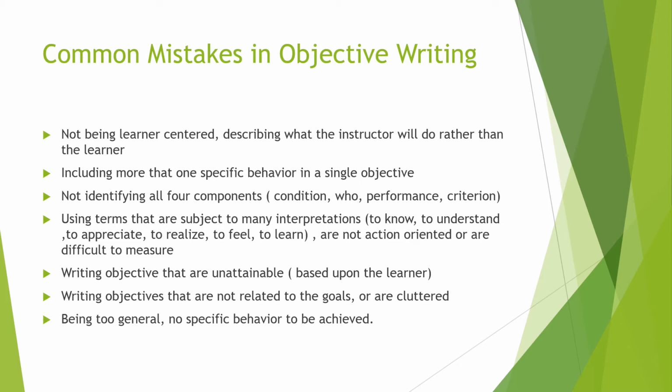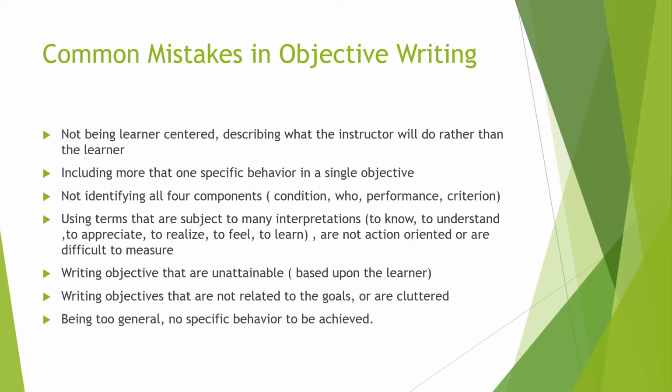You can't include more than one specific behavior in a single objective. So sometimes we'll say the patient will understand finger sticks and dietary restrictions related to diabetes. Two things. You cannot measure two things in one objective. So again, you have to specify it. If you wanted them to understand both of those conditions, you would break that into two objectives.